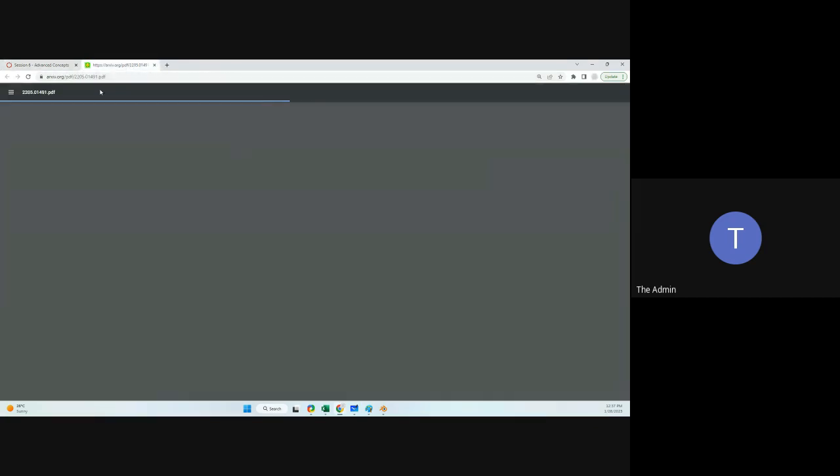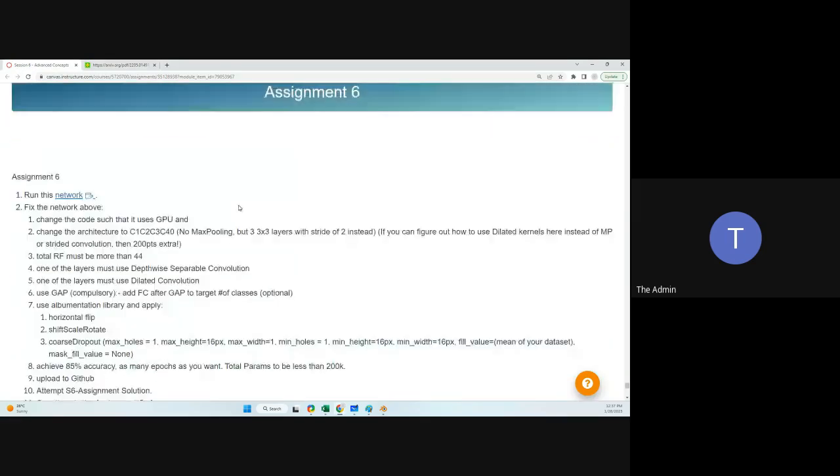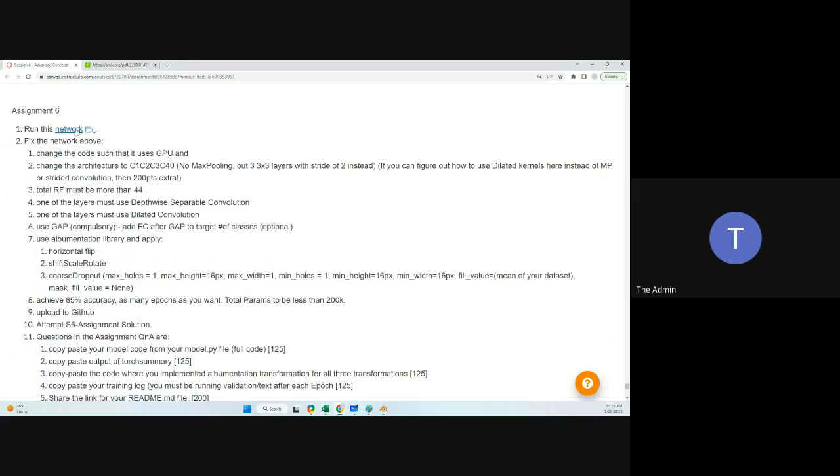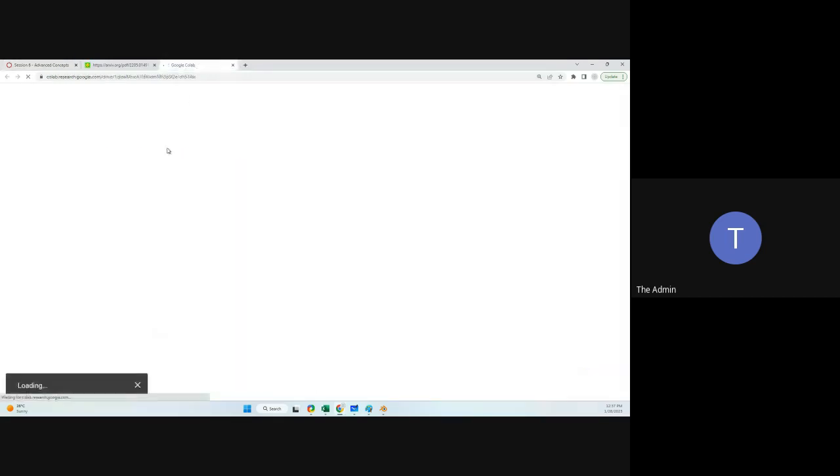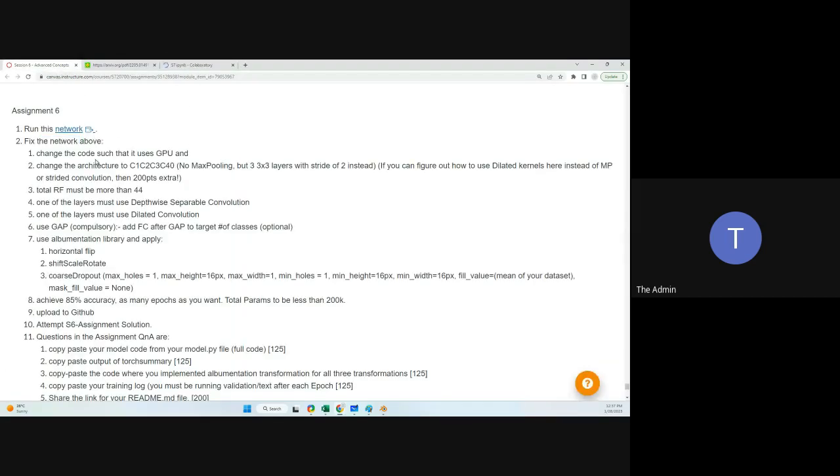Now, as it is loading, let me explain the assignment 6, which we spoke about in the last session as well. Now, you're going to run this network. When you click on this, it's going to open the link. Fix the network above. You're going to change the network, which I've defined here, to make it look like this. This is C1, C2, C3, C4, and output. Okay, there's no max pooling. You're not allowed to use max pooling, but you have three 3x3 layers with a stride of two instead. So instead of max pooling, I want you to use a 3x3 with a stride of 2.